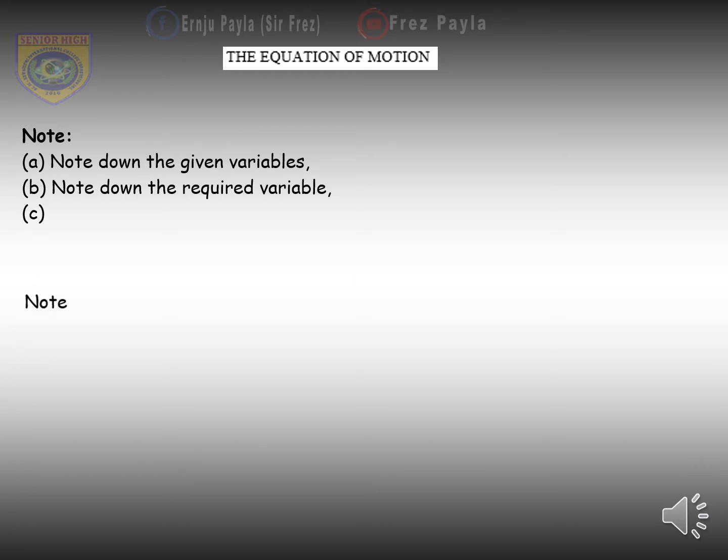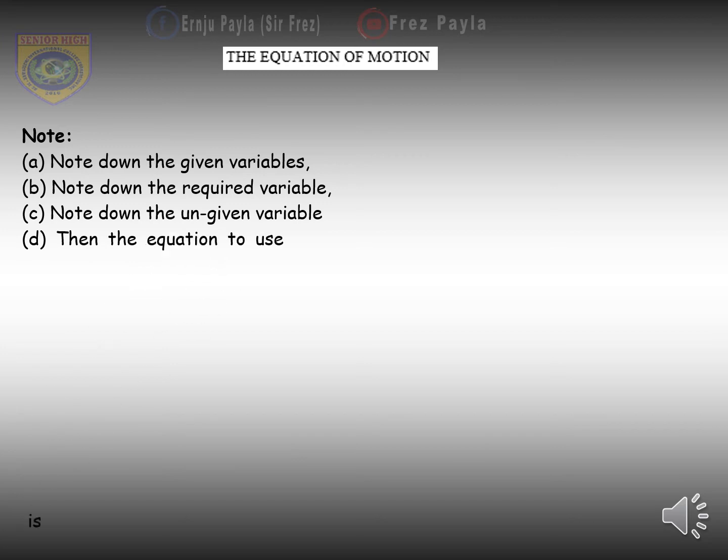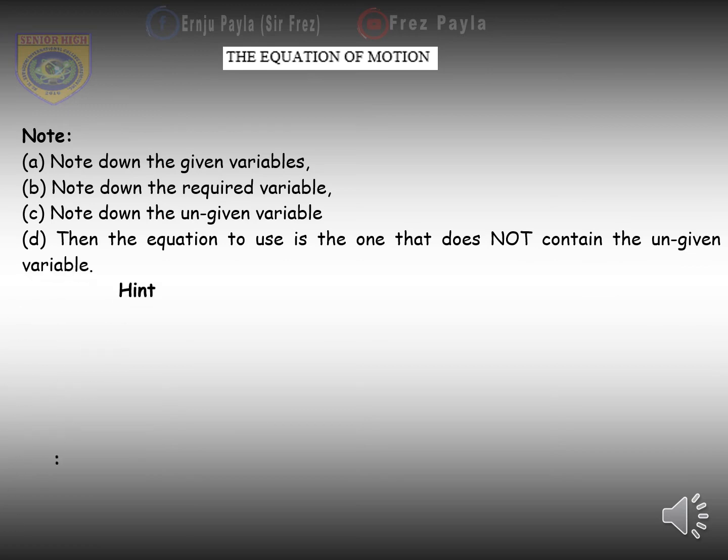A. Note down the given variables. B. Note down the required variables. C. Note down the ungiven variable. D. The given equations. Then the equation to use is the one that does not contain the ungiven variable.